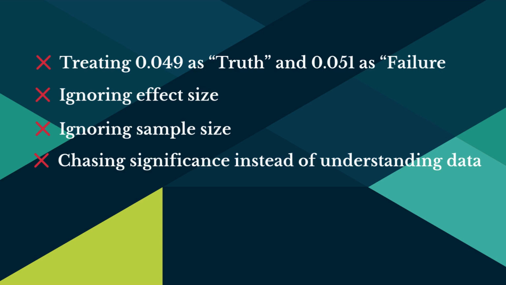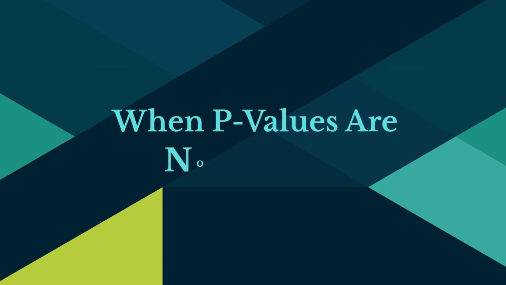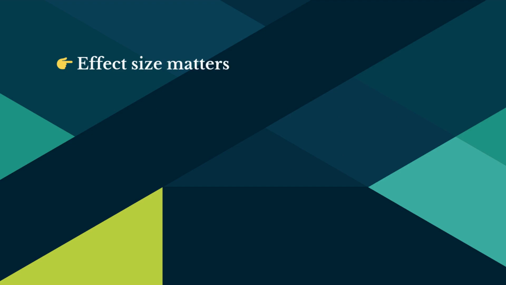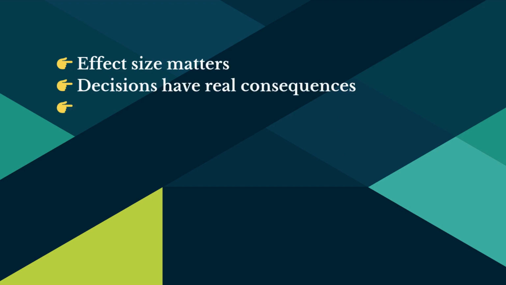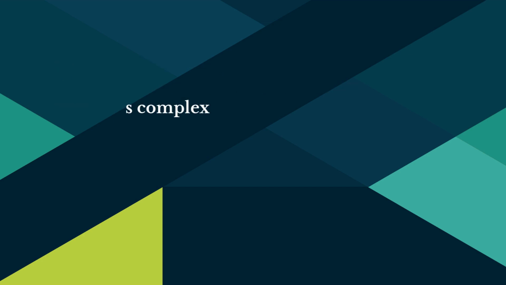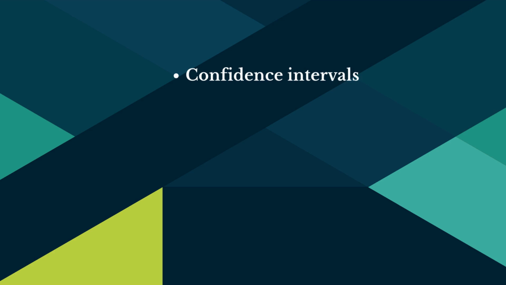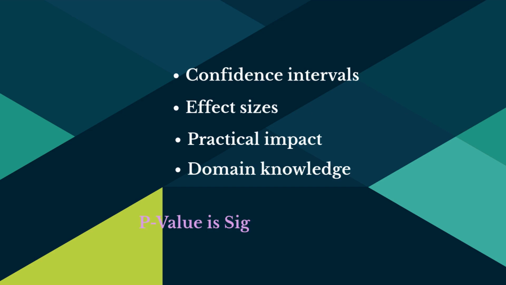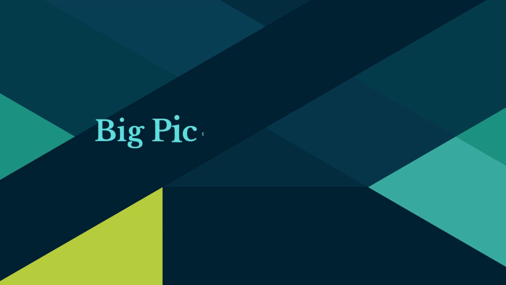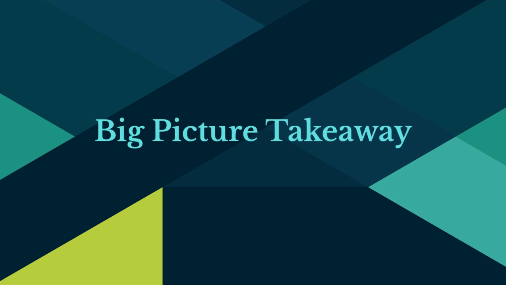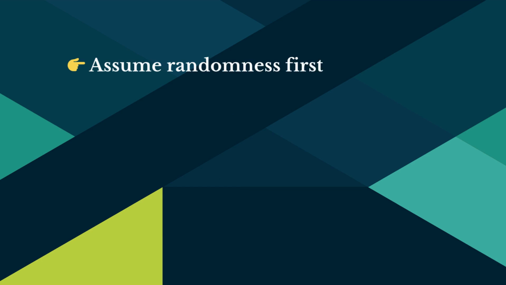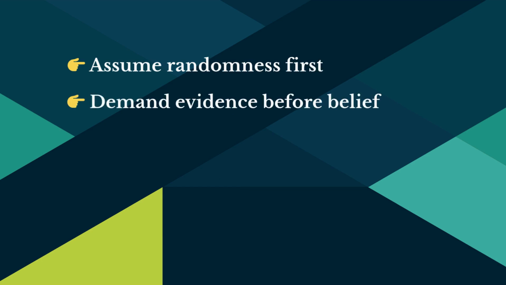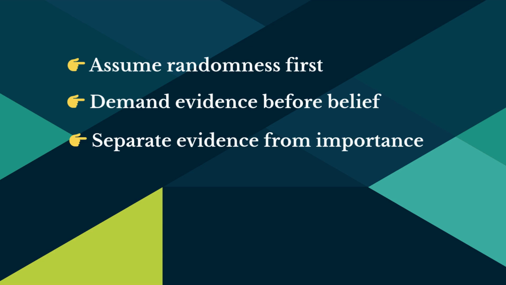Which brings us to an important question: when p-values are not enough. Sometimes a p-value alone is not sufficient, especially when effect size matters, decisions have real consequences, or data is complex. That's why we also look at confidence intervals, effect sizes, practical impact, and domain knowledge. A p-value is a signal, not a verdict. At a deeper level, p-values teach us something important about thinking. They remind us to assume randomness first, demand evidence before belief, and separate evidence from importance. They don't remove judgment, they structure it.